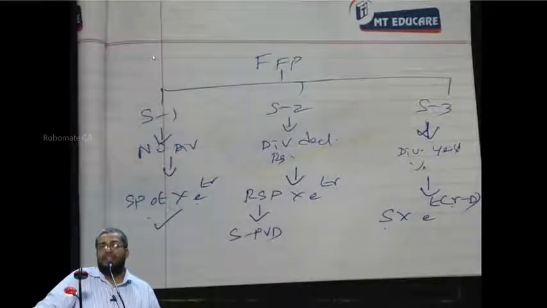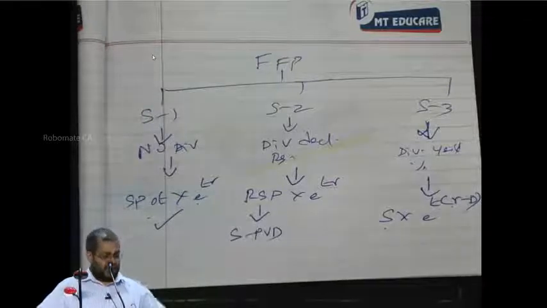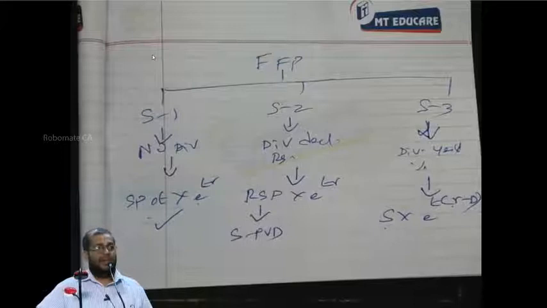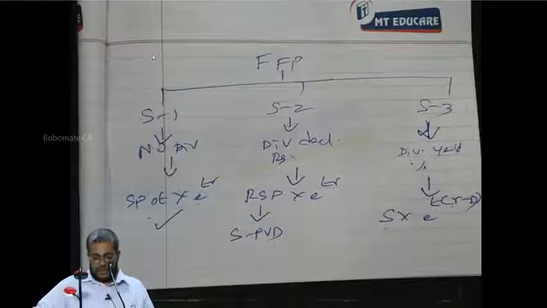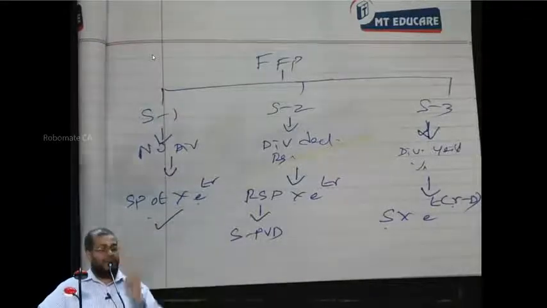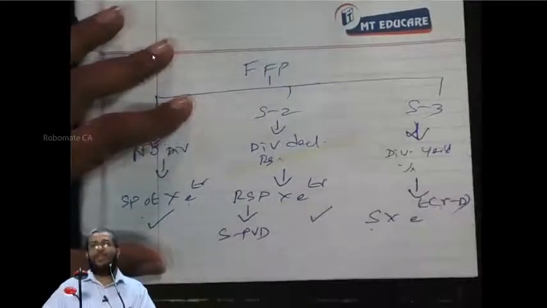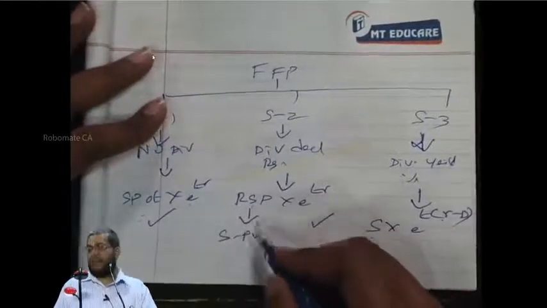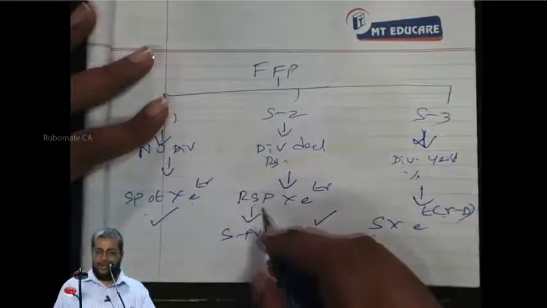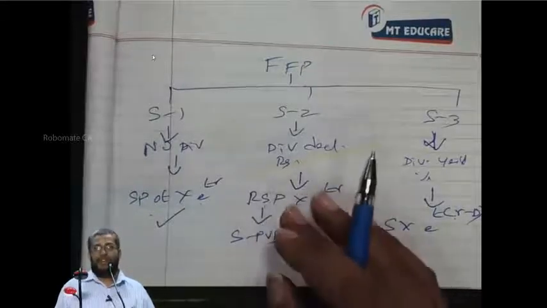Second branch: dividend declared, given in amount. Formula: revised spot price into e power TR. And revised spot price, put it down and write. What is revised spot price? Spot price minus present value of dividend.